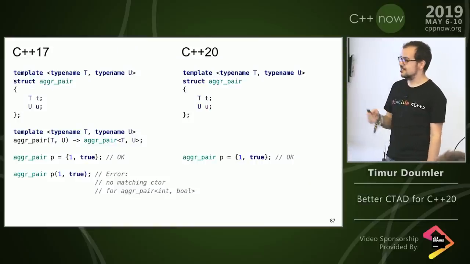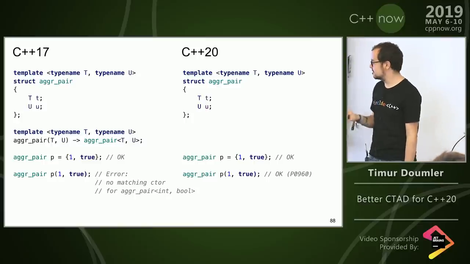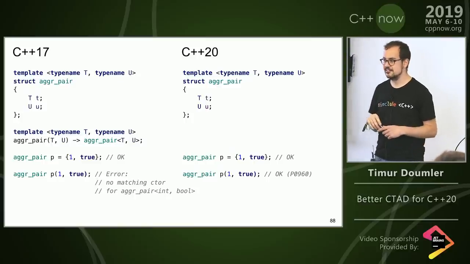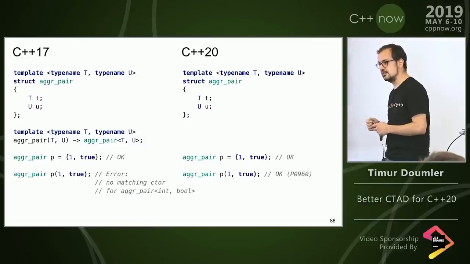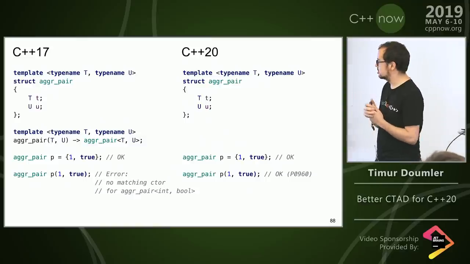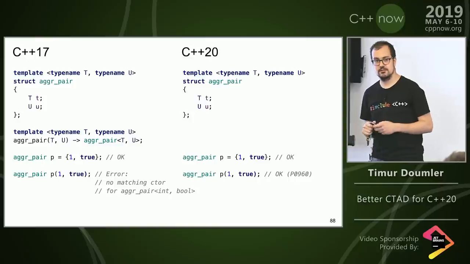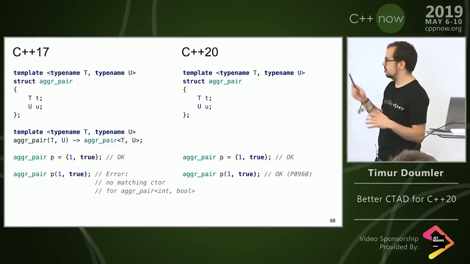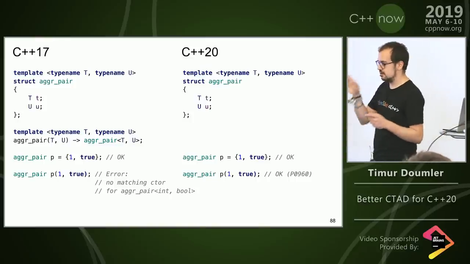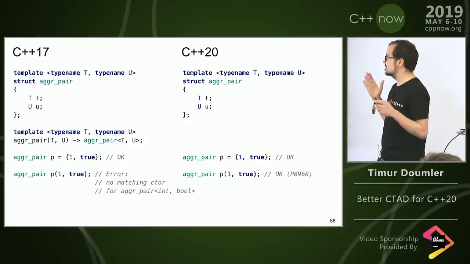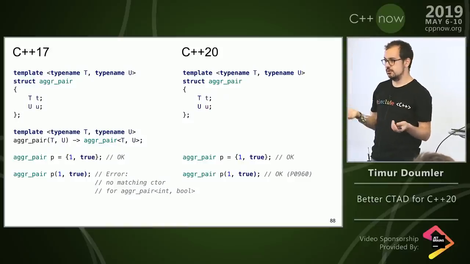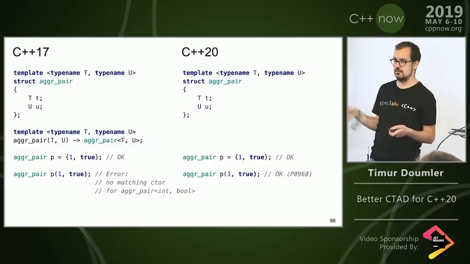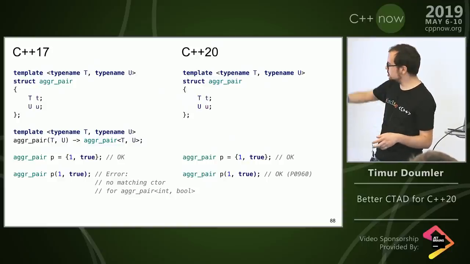And the good news is that in C++20, this will compile too, because thanks to this other paper on aggregate initialization, P0960, initializing aggregates from parenthesized lists of values, this will work. I'm not going to talk about this in detail here because this talk is not about that, but basically in C++20, you will be able to do aggregate initialization with parens, both for aggregate types, class types, and also for arrays. So this will just work.